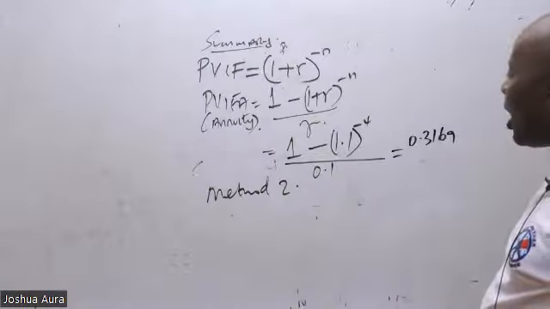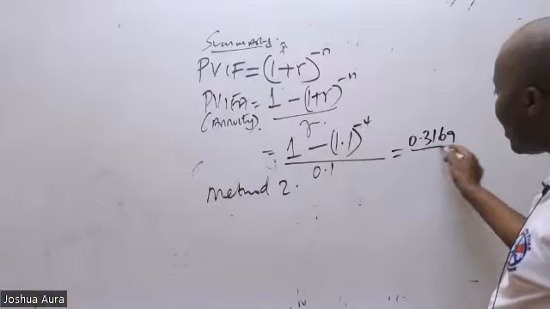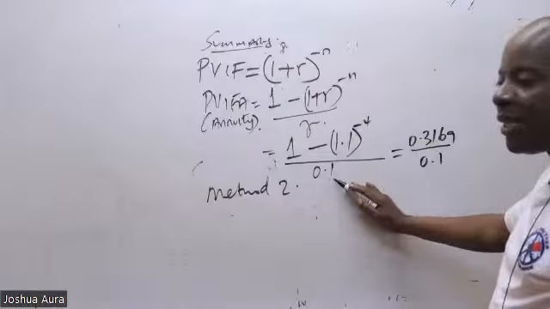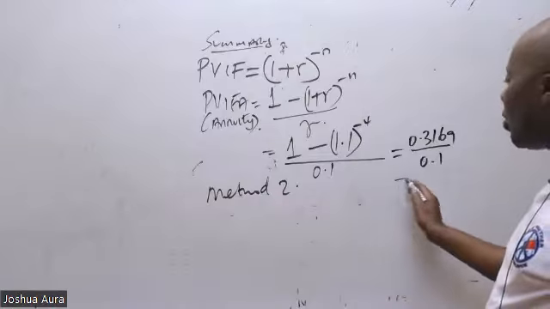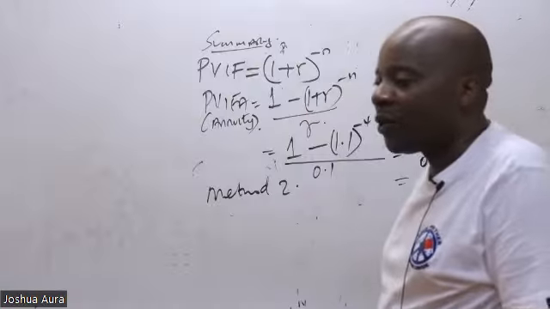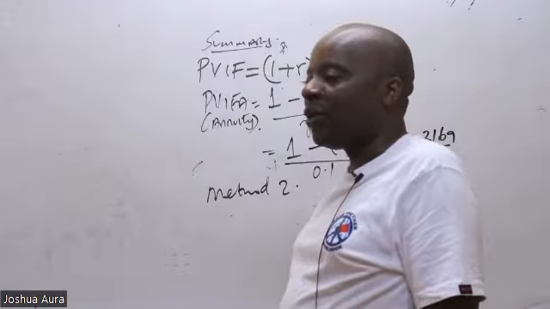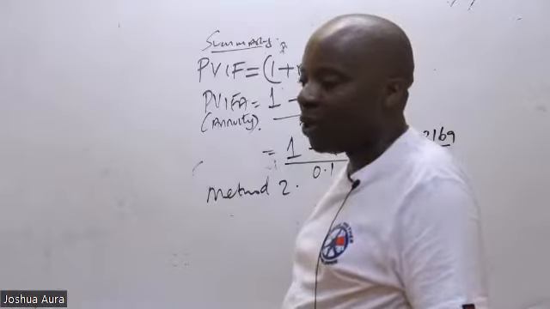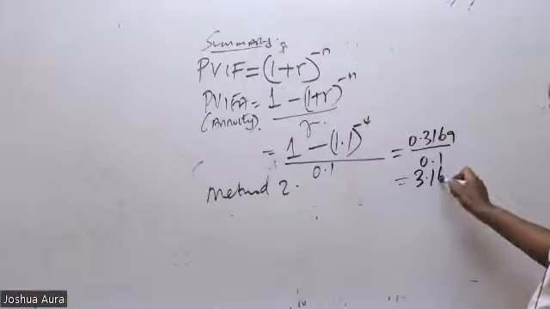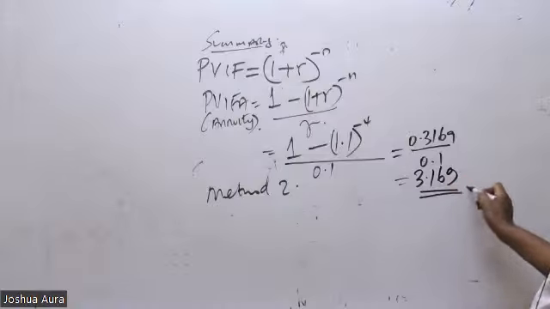And then after you get this figure, please divide it with 0.1. Can you kindly go ahead and divide it with 0.1? So when you do that, according to Veronica, we are getting 3.169. So I hope now all of us are together up to here.